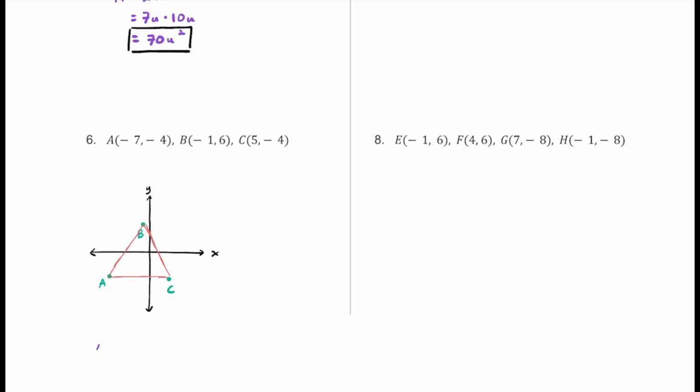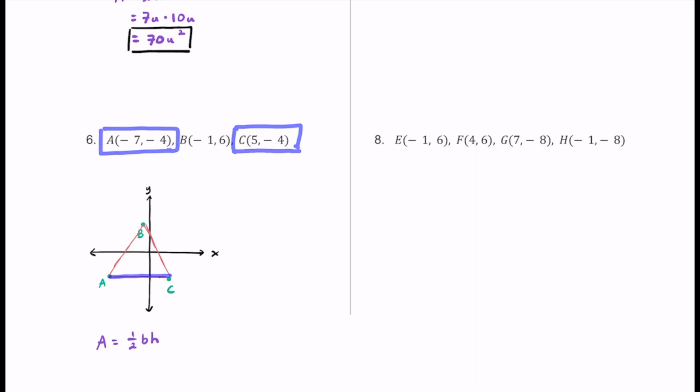Now we're dealing with a triangle here, so try to remember that for triangles we have the formula area equals half base times height. So let's go ahead and make sure we use that formula, okay? Now for the base we have AC here, so let's find the distance between point A and point C.